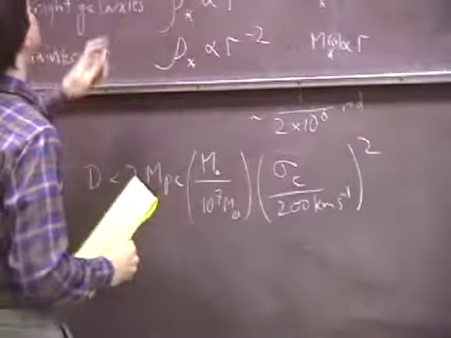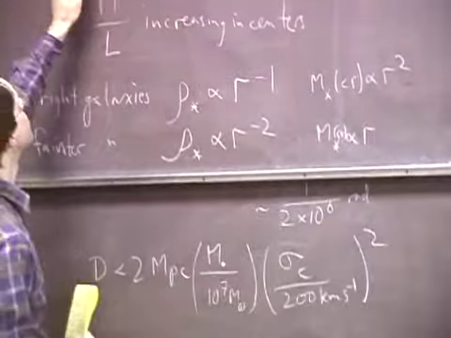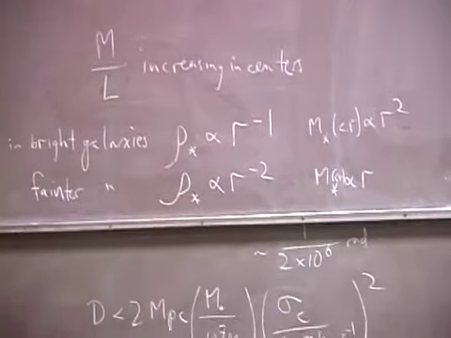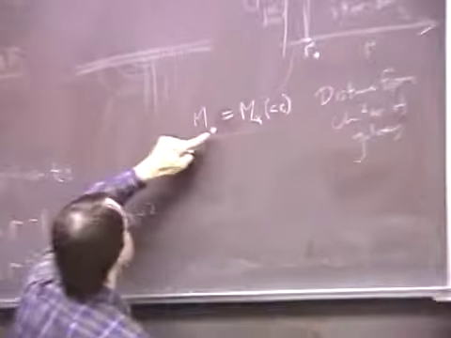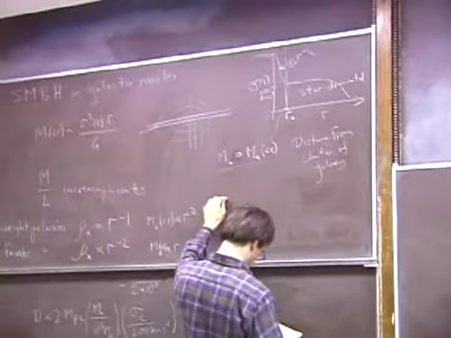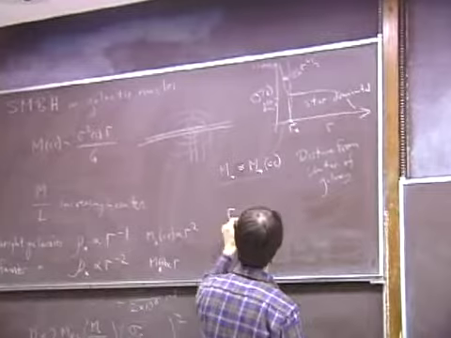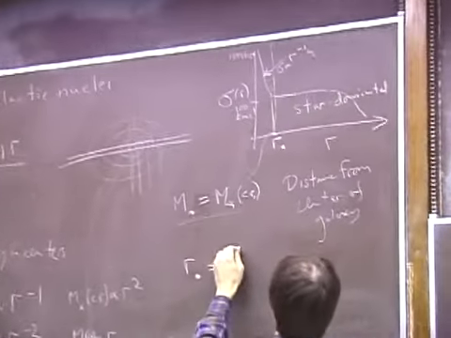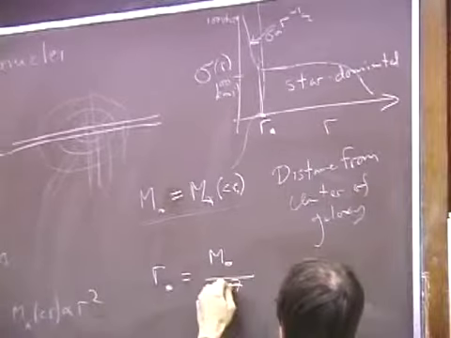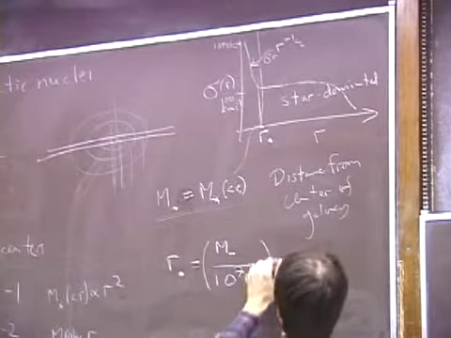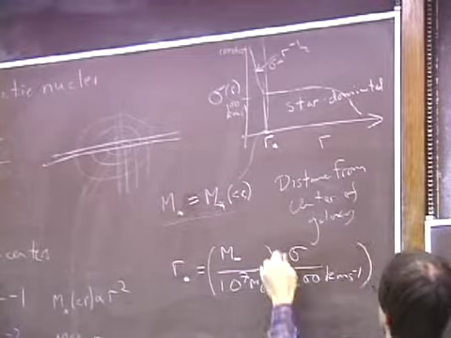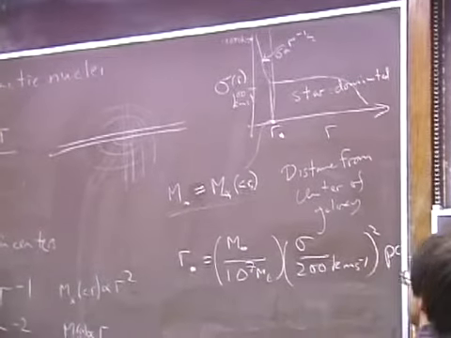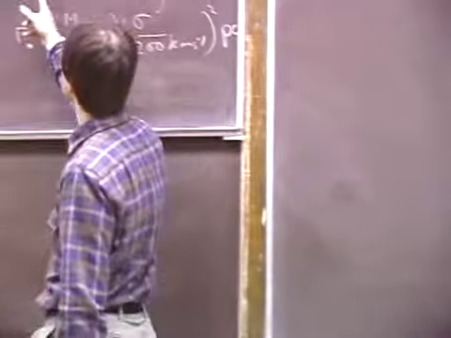And just to put in some numbers, I've derived that using the result that this r black hole is the mass of the black hole in units of 10 to the 7 solar masses, times sigma over 200 kilometers per second squared, in parsecs. Plugging this into here.